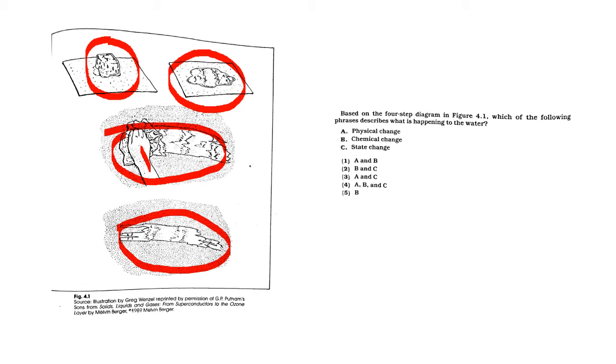So what we can say is it has changed shape, it has changed state. It was solid, it is now liquid. It was a block, now it is flat. So there is a physical change, A, and there is a state change, C. So the answer must be number 3, A and C.